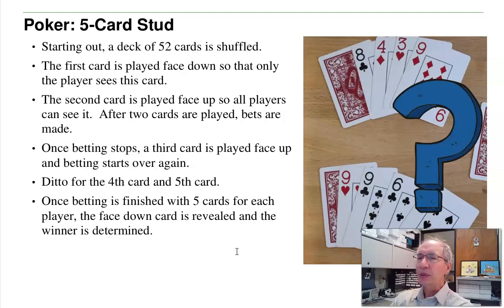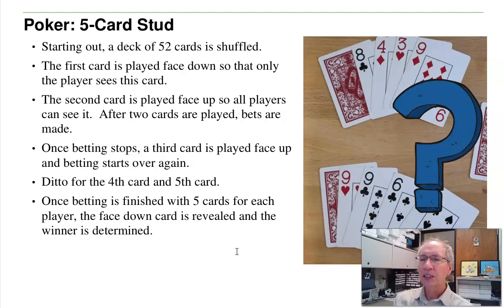And to give an example, let's look at 5-card stud poker. Now the way poker is played is you start out with a deck of 52 cards, you shuffle the deck, then the first card is dealt face down so that only the player can see it. The second card is dealt face up so everyone can see it, and there's a round of betting. Once betting's over, the next card is flipped over. Then the next, then the next. Once all 5 cards are dealt, betting is finished, you flip over your card, highest hand wins.